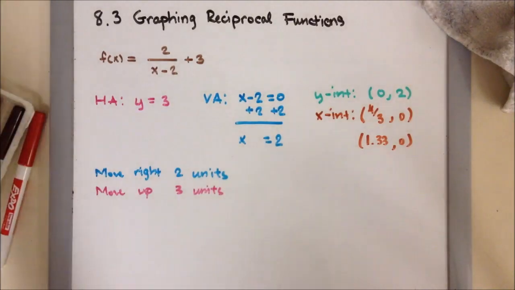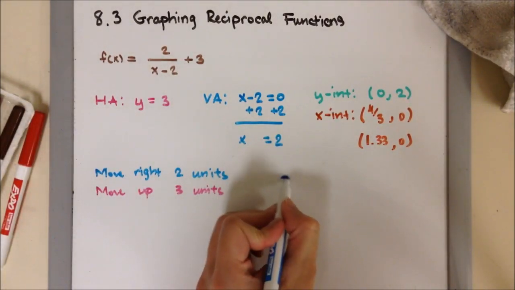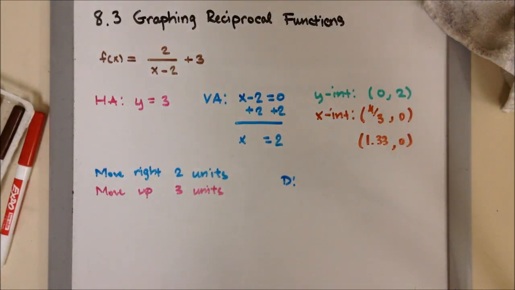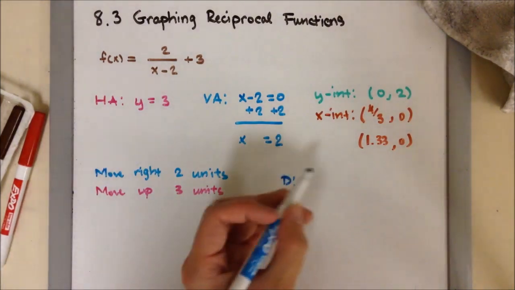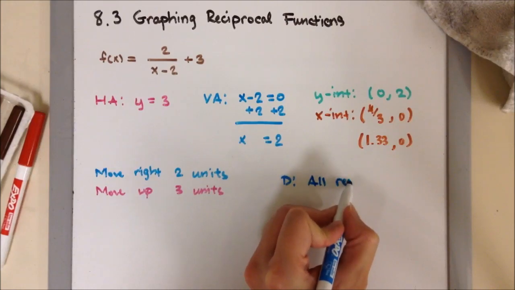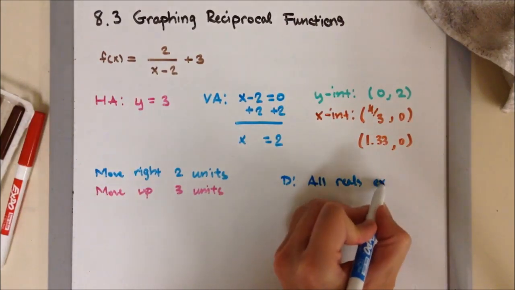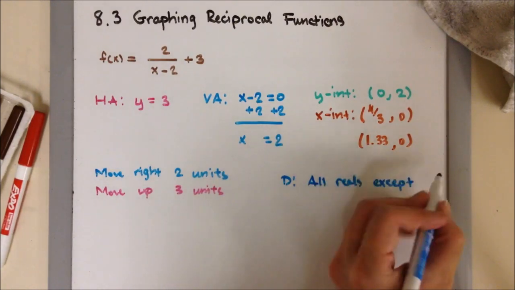Now let's talk about domain and range. So I'm going to label D for domain. And I mentioned before that it's going to be all real numbers except for what we have at our vertical asymptote. So I'm going to say all reals except my vertical asymptote, which is the 2.